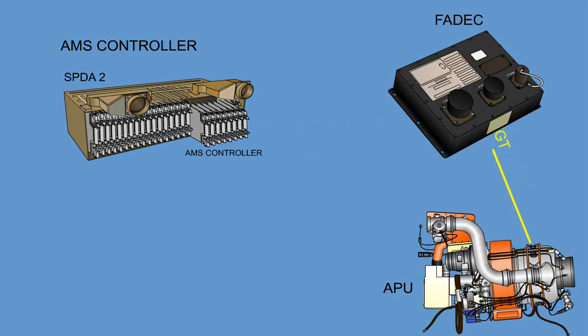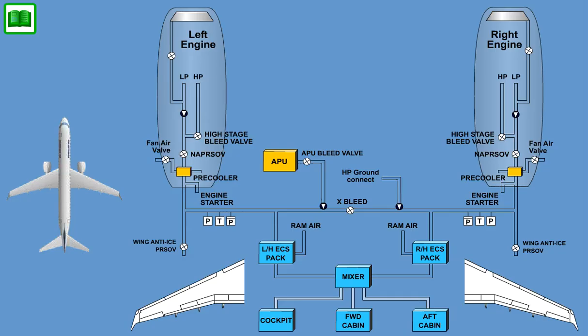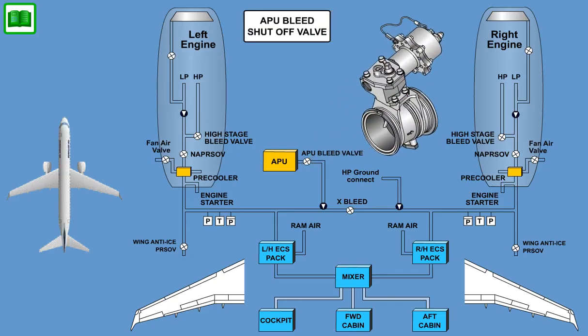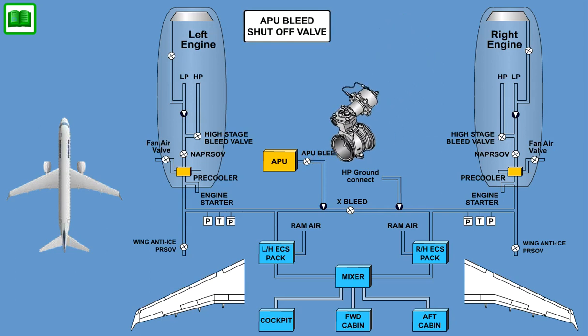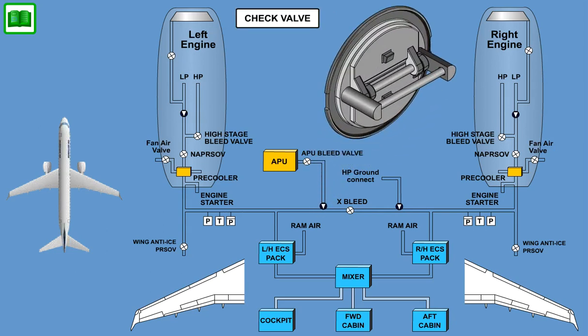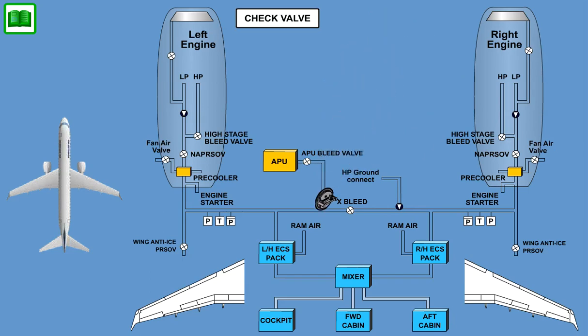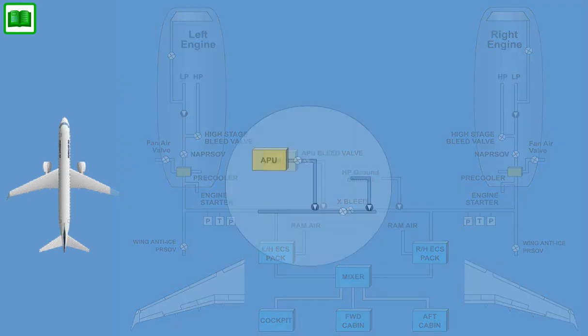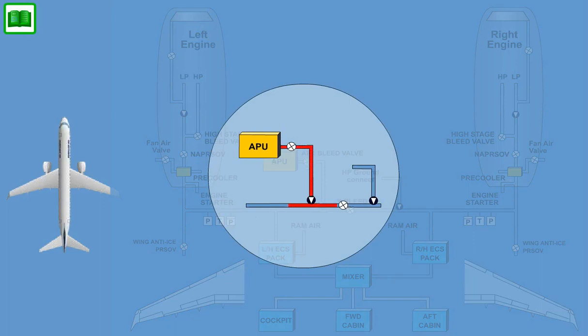There is an override control loop in the AMS that responds to the APU exhaust gas temperature, EGT, signal from the APU FADEC. The APU bleed system contains an APU bleed shutoff valve and an APU bleed check valve. The APU check valve allows APU bleed supply to enter the bleed manifold and is closed by engine bleed pressure when the APU is not running.